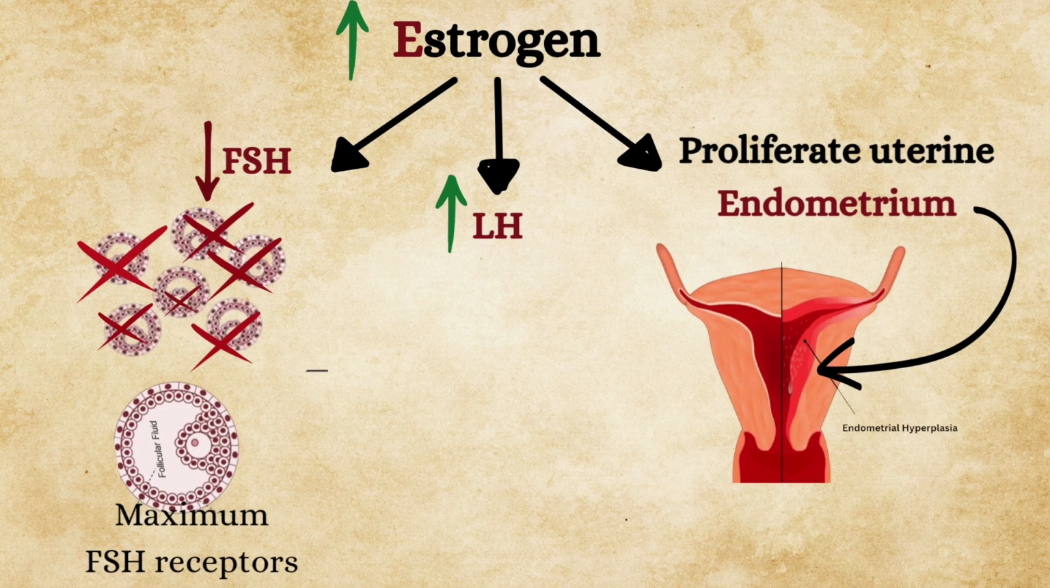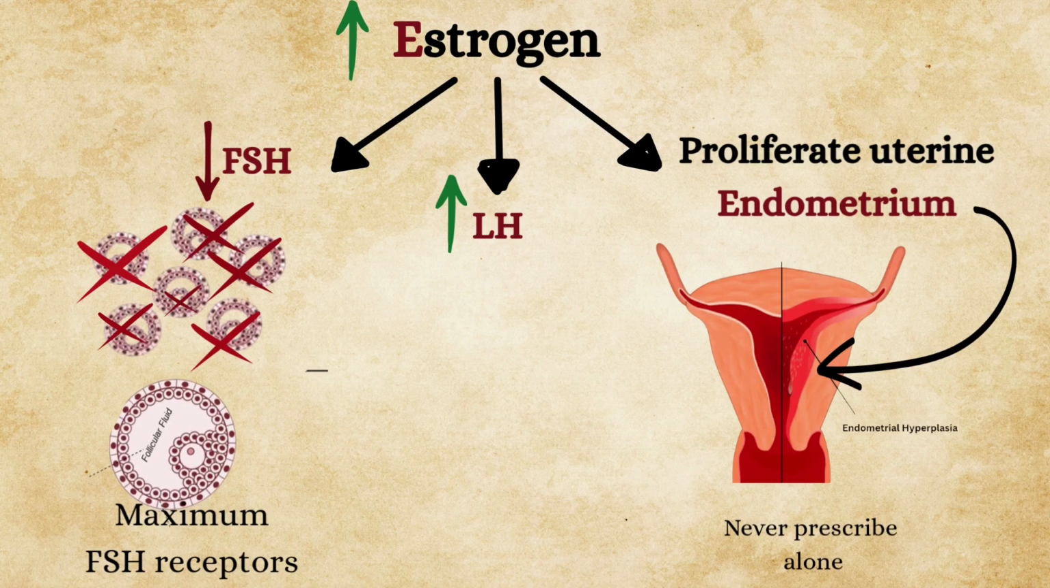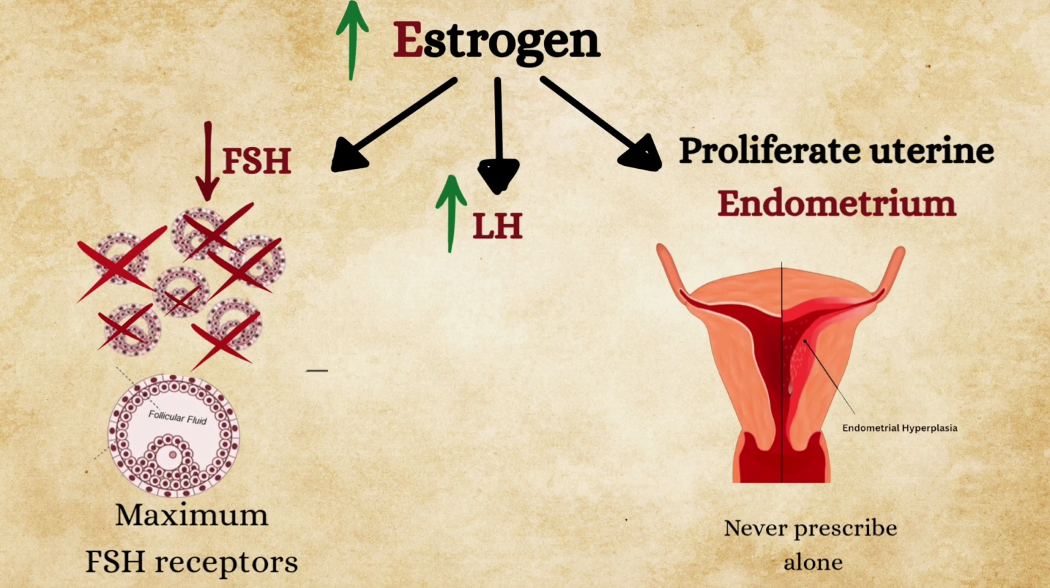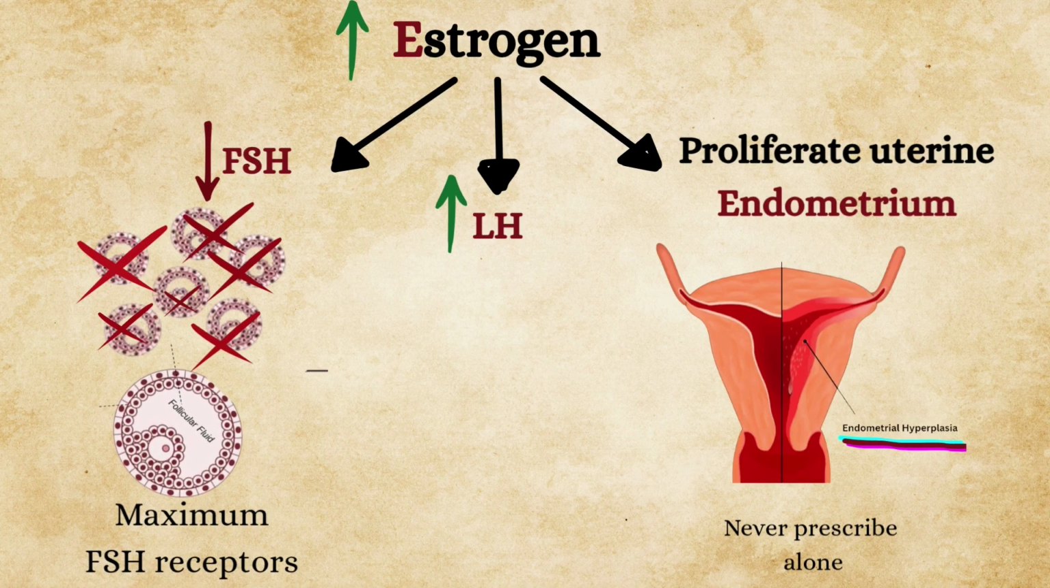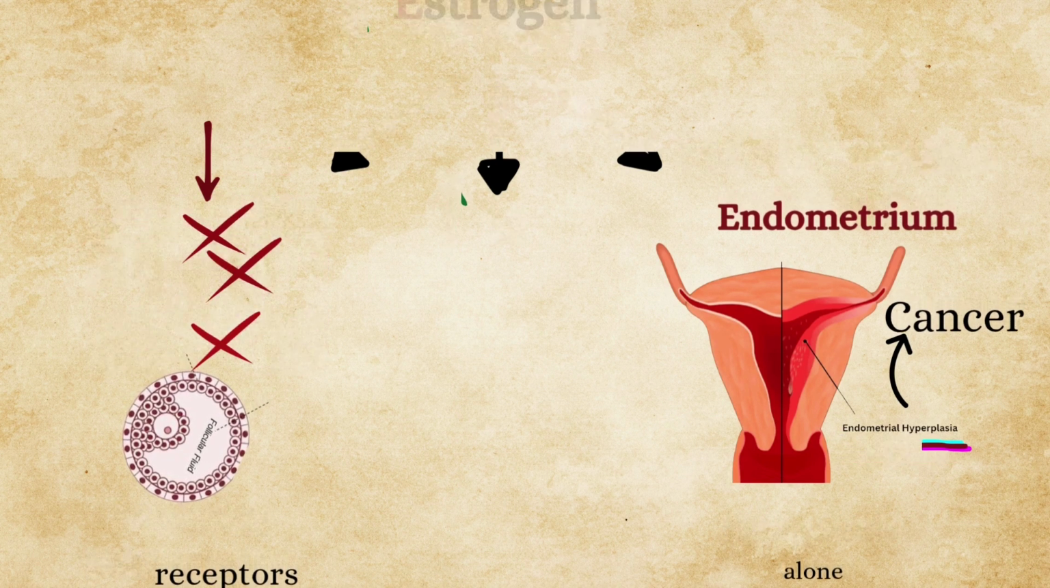Because of this growth stimulation, you should never prescribe estrogen by itself to a patient who still has her uterus. Unchecked estrogen stimulation causes excessive thickening of the endometrium, that is hyperplasia, which can progress to cancer.